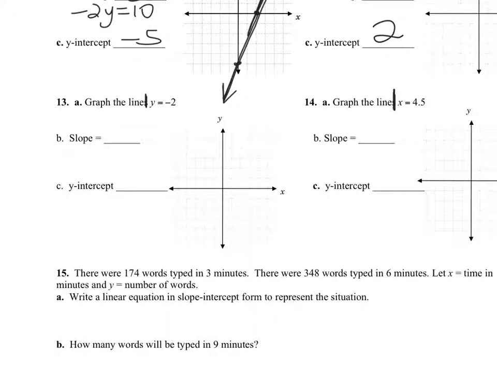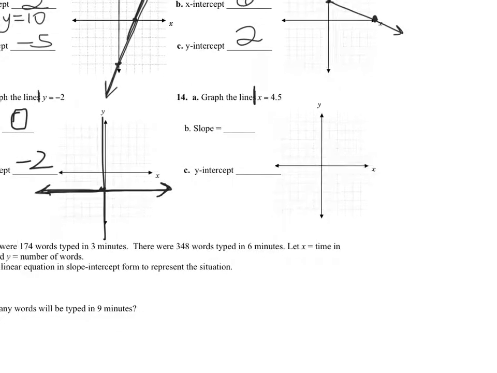Y equals -2 is a horizontal line through y is -2. Y can't be anything else but -2. So the slope of horizontal lines is what? 0. And where this line meets the y-axis is right there at -2.